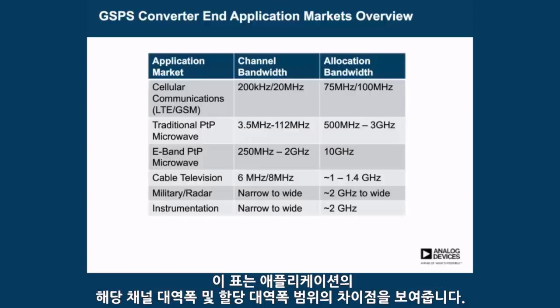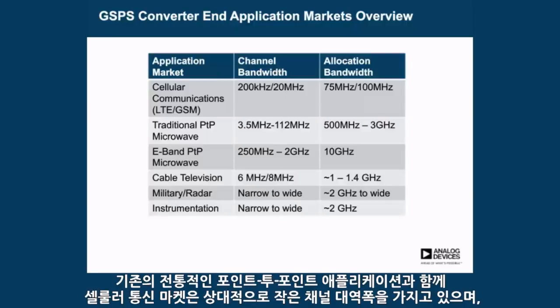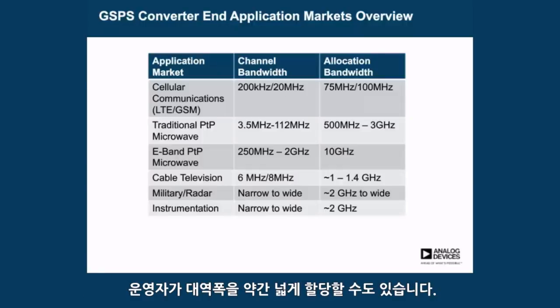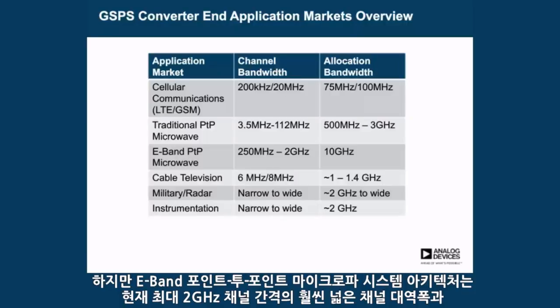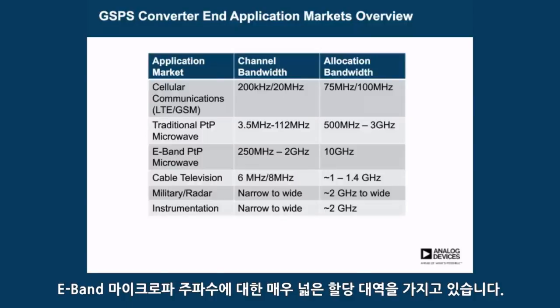This table shows the differences in the applications and their channel bandwidth and allocation bandwidth ranges. The cellular communications market, along with the traditional or legacy point-to-point microwave applications, have relatively small channel bandwidth, with slightly wider allocation bandwidth possible across operators. The E-band point-to-point microwave systems are architected, however, for much wider channel bandwidth, up to 2 gigahertz channel spacing currently, with a very wide allocation bandwidth at the E-band microwave frequencies.